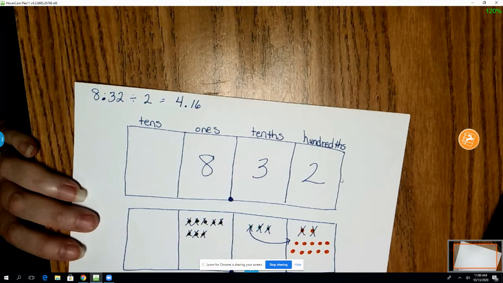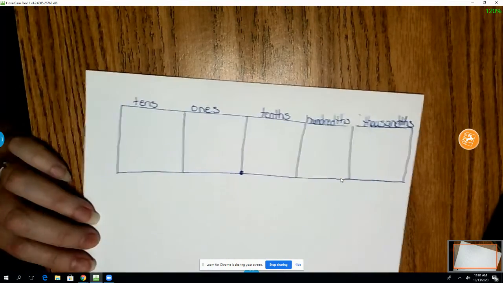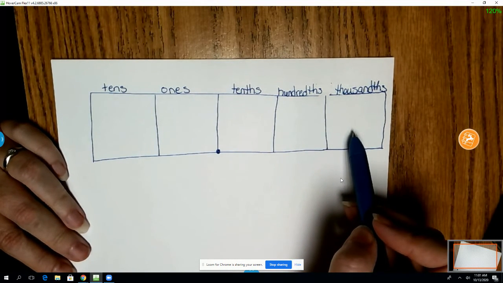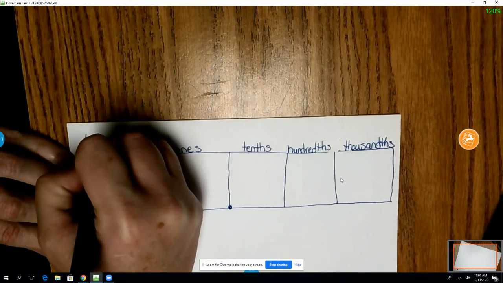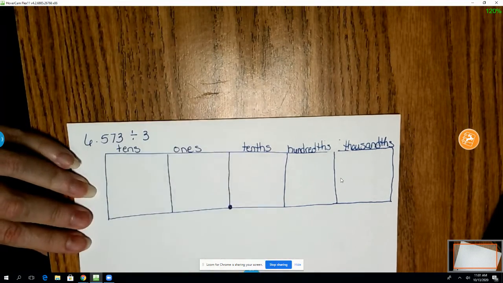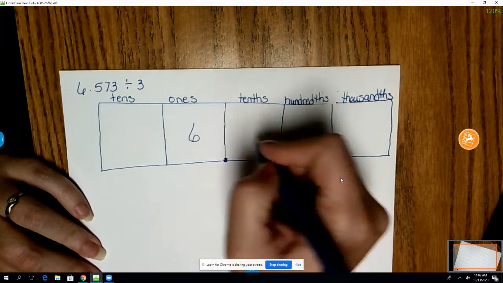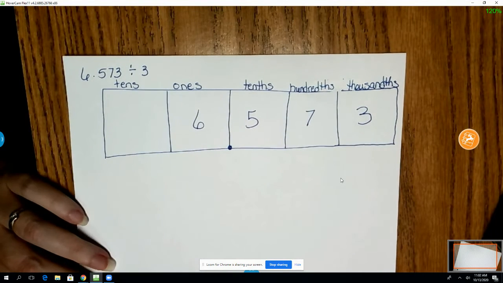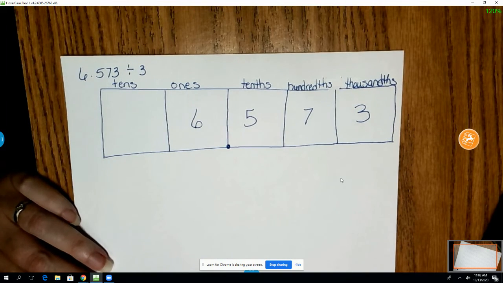Let's try one more that you're going to do mostly on your own. You'll notice on this one that I have 3 place values up through the thousandths after the decimal. And our problem is 6 and 573 thousandths divided by 3. So again, the first thing we're going to do is write our number here in our place value. And then we're going to draw out our dots. Pause here and go ahead and draw out yours.